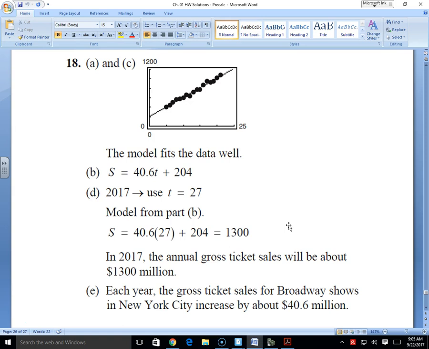The model fits the data well. That's all you have to say. It's a good fit. The data's around the line. Good fit. Letter B was the actual equation.